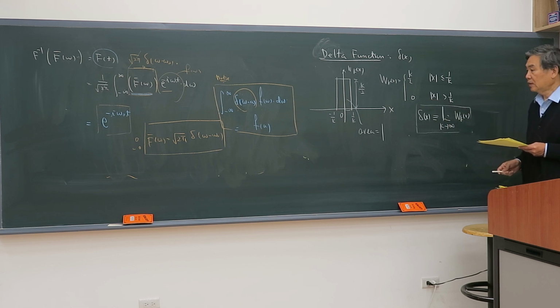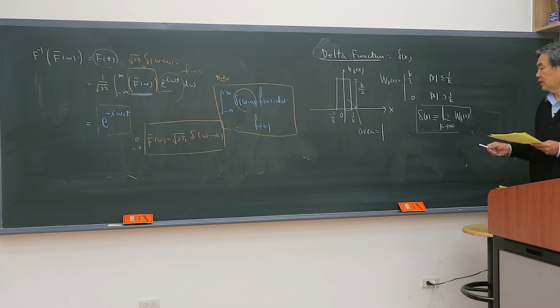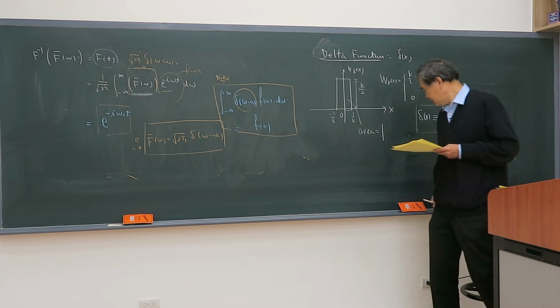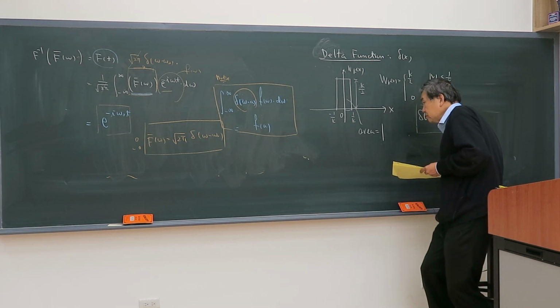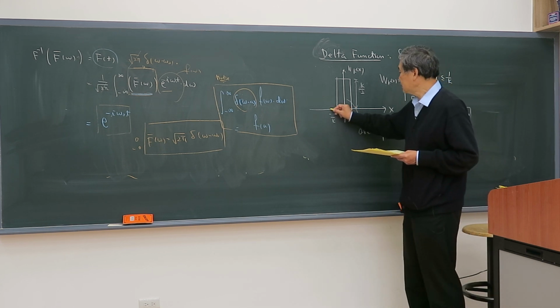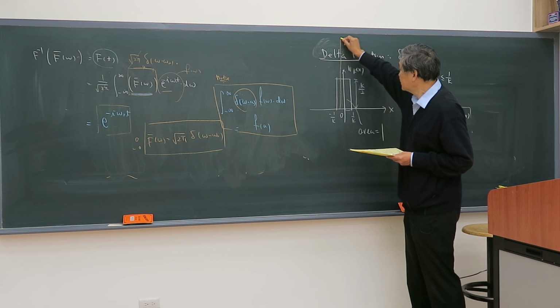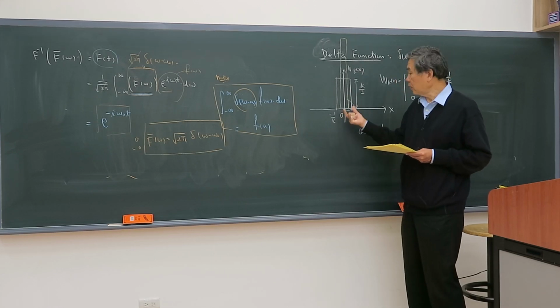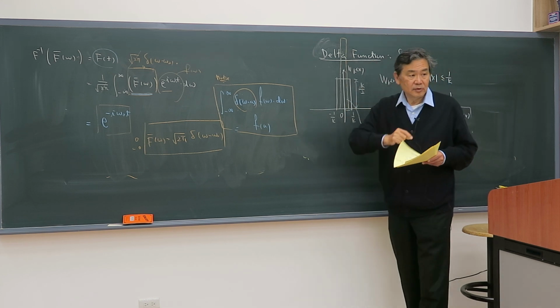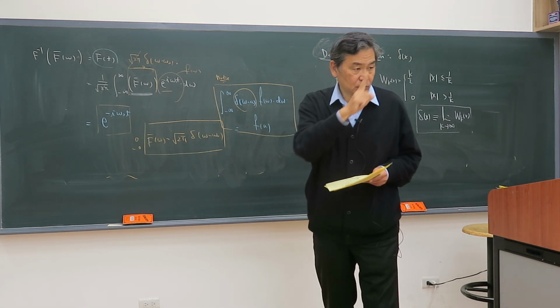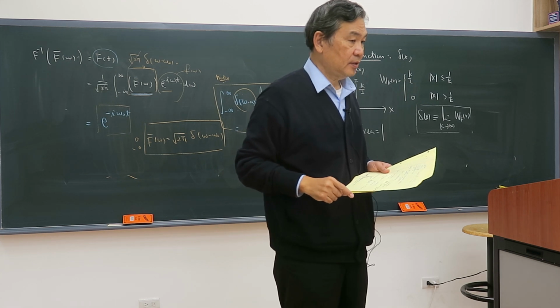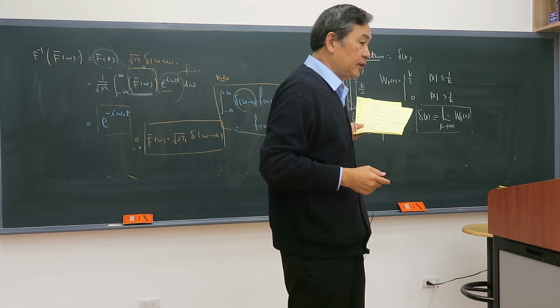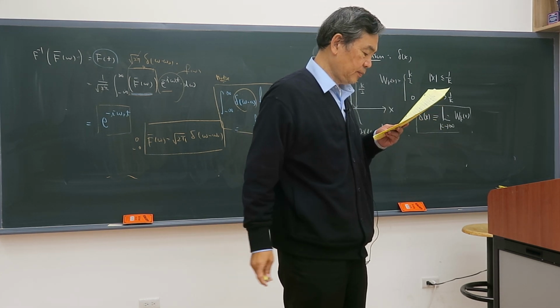So as you can see, when k gets bigger, it gets higher and narrower, very big. The area is equal to 1. No matter how big k is, the area is 1.